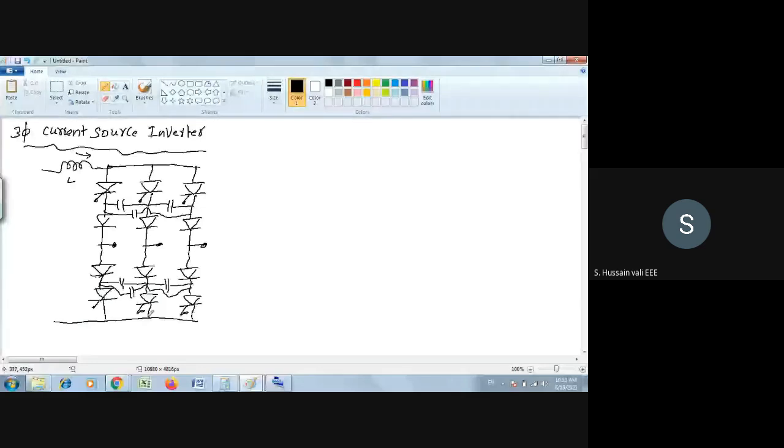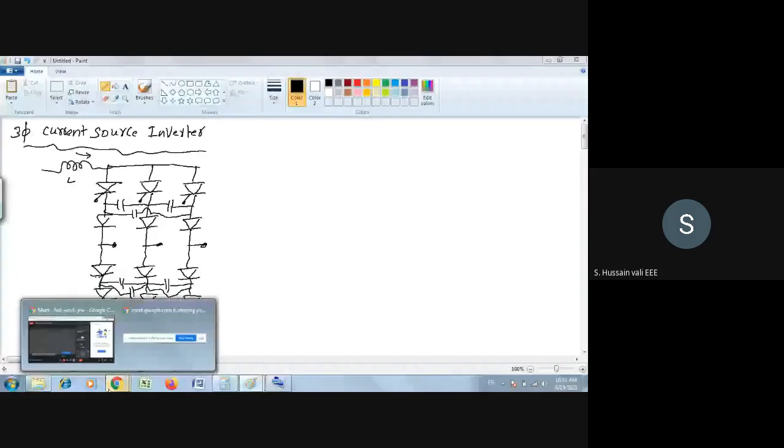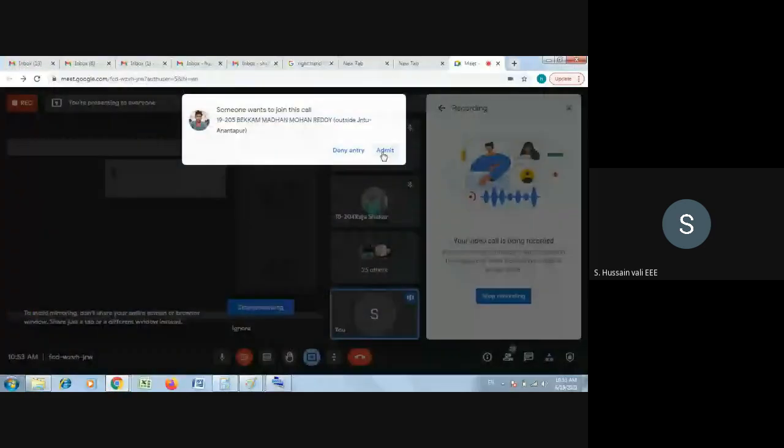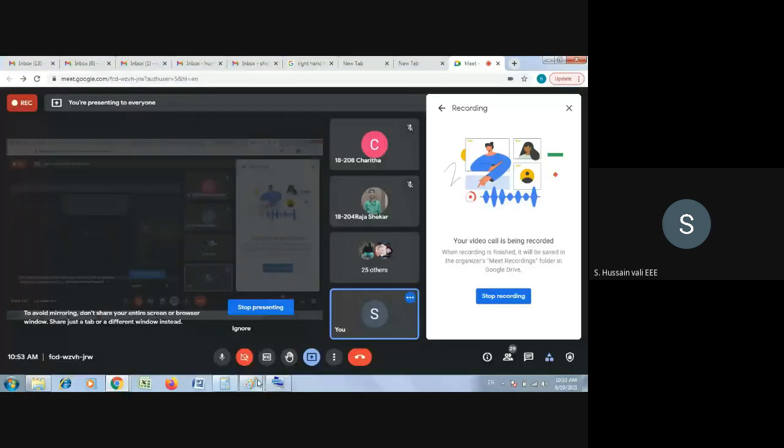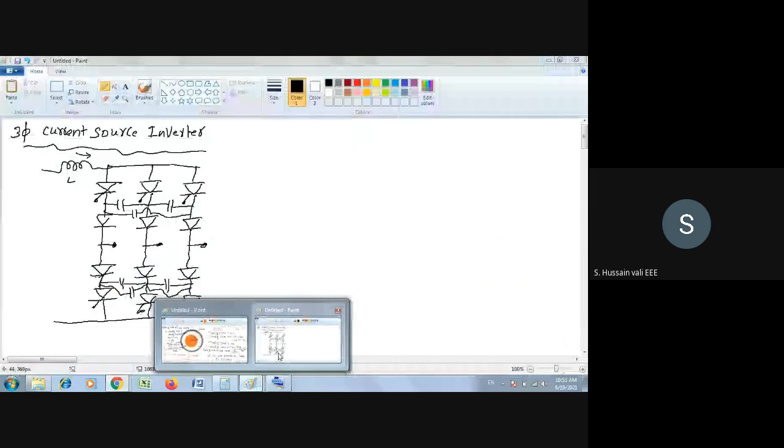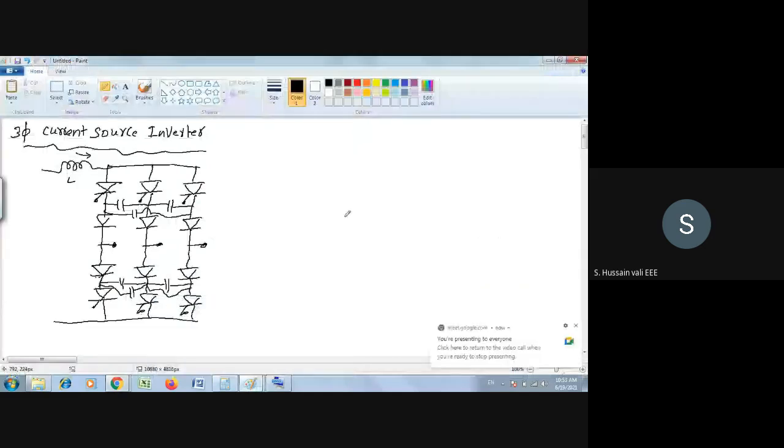So this is the three phase current source inverter. It's very similar to the single phase current source inverter. Now, like in the case of your three phase voltage source inverter, here also you will get a waveform. This is the shape, which is the same as the previous case.